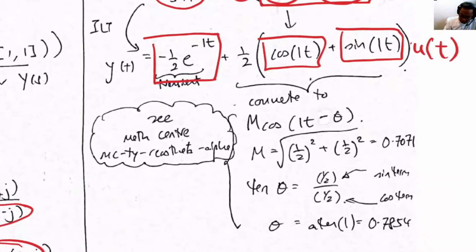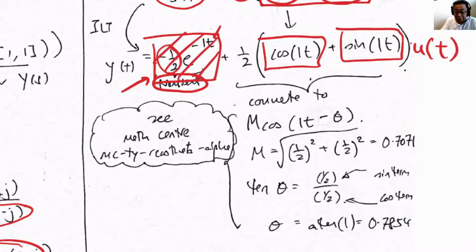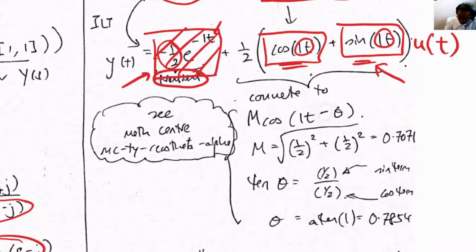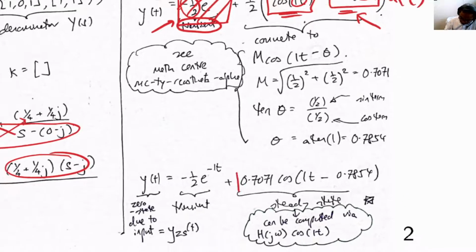Well, the first thing to answer is this term is a transient. When t is equal to 0, its value is minus half. But when t goes to infinity, this term disappears. So it's a transient. What about this one? A cosine added with a sine of the same frequency can actually be represented as a cosine of that frequency with an amplitude and a phase shift.